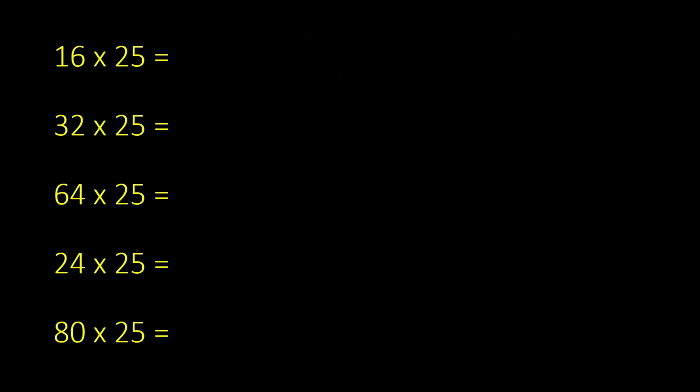16 into 25. So 16 is divisible by 4. Let us divide 16 by 4. 16 by 4 is 4. Just write two zeros at the end. It will become 400.